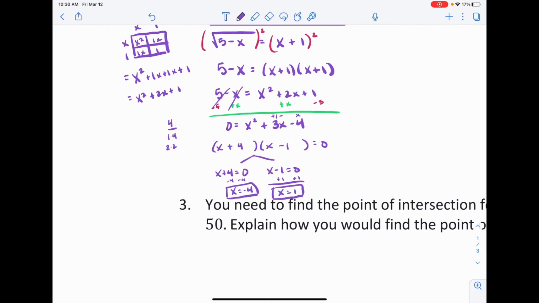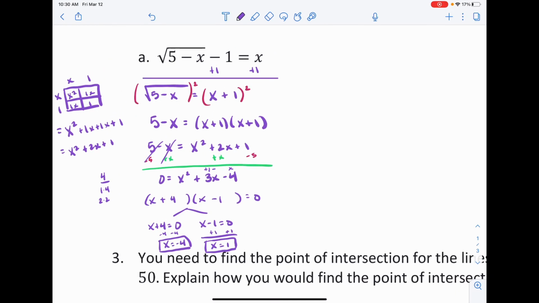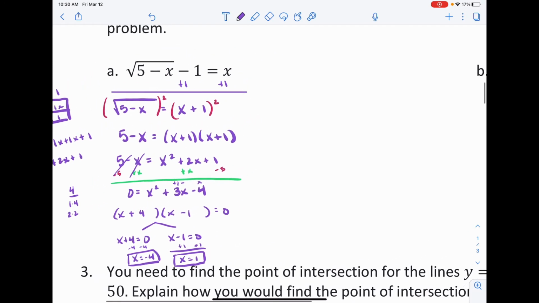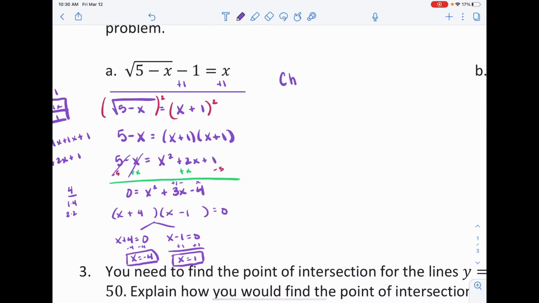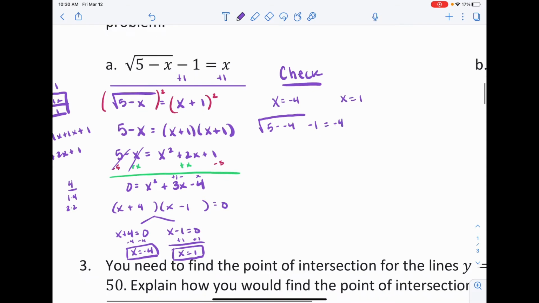All right, and it does say to check the answers. So let's go ahead and plug them in. We're going to do our check. Let's check x equals negative 4, and we'll check x equals 1. So the square root of 5 minus a negative 4 minus 1, is that equal to negative 4? Okay, so that becomes 5 plus 4, which is 9, and then minus 1 equals negative 4.